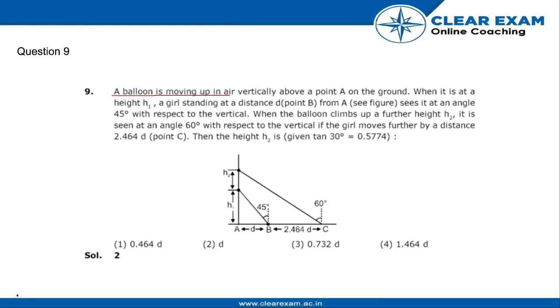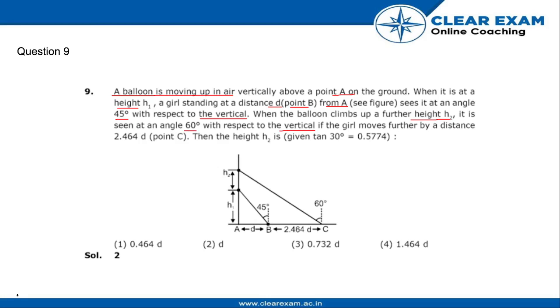A balloon is moving up in the air vertically above a point A on the ground. When it is at a height h1, a girl standing at a distance d, point D, from A sees it at an angle of 45 degrees with respect to the vertical. When the balloon climbs up a further height h2, it is seen at an angle of 60 degrees with respect to the vertical.